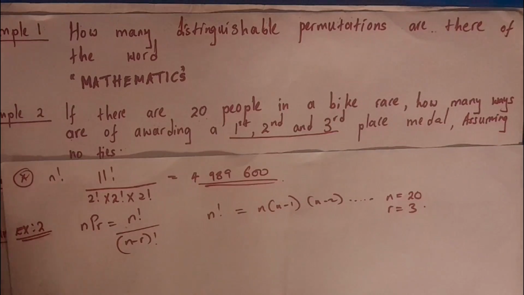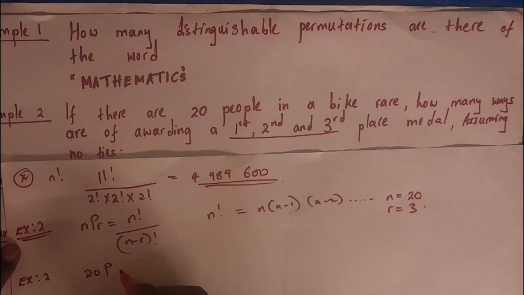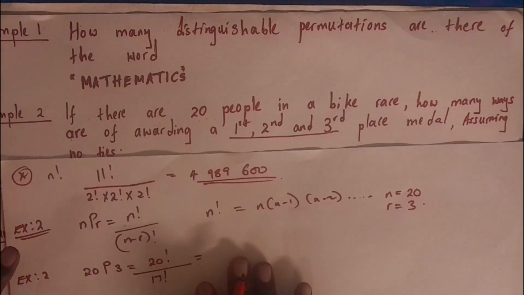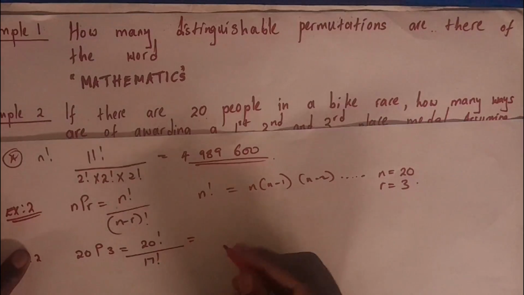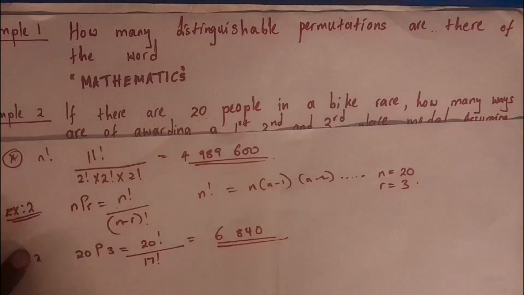So it means here we're going to come and say example 2, which is going to be 20P3, our n is 20 and our r is 3, which is equal to 20 factorial over 17 factorial, obviously. Then if you punch this on the calculator, we are going to get 6,840. Punch this on the calculator.